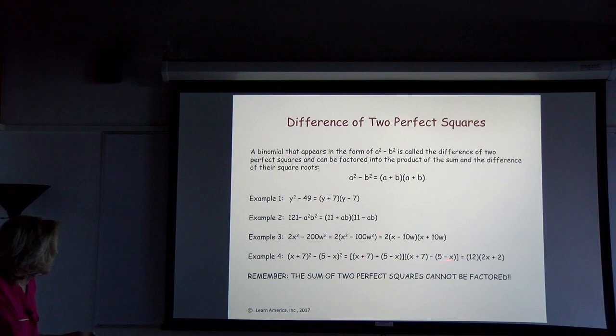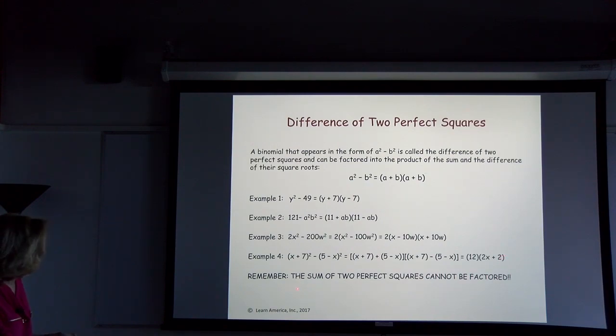So I have 5 minus x plus the x plus 7. The x's will subtract out, and I'm left with 7 plus 5, which is 12. And here the x minus a negative x becomes 2x, and 7 minus 5 is 2. So this difference of 2 perfect squares actually simplified into this. And you could actually go one step further and make it 24 times x plus 1.